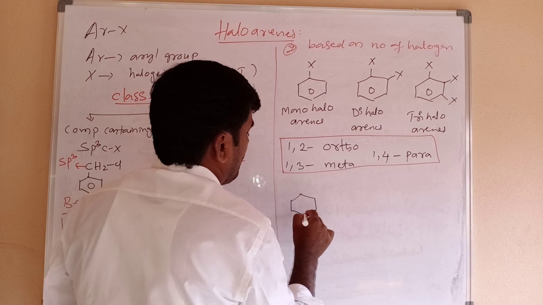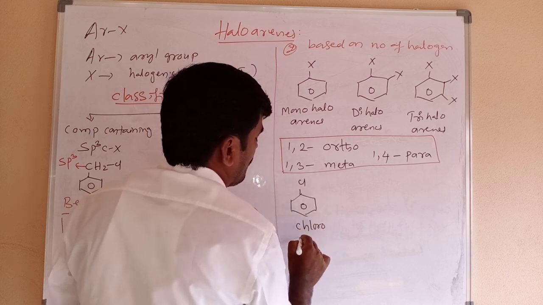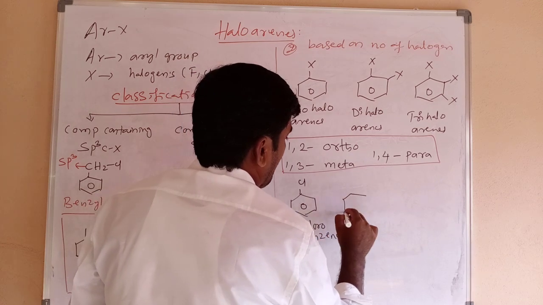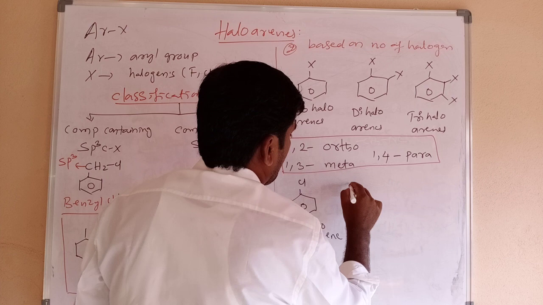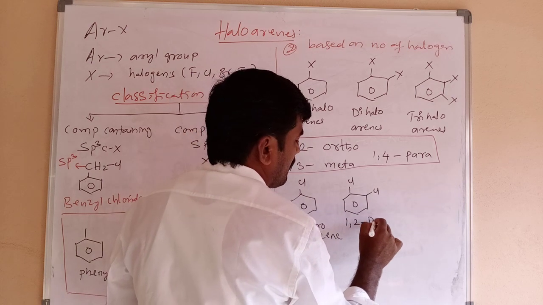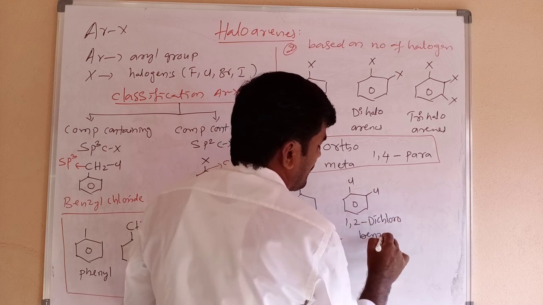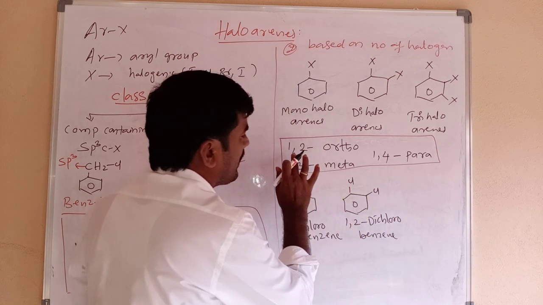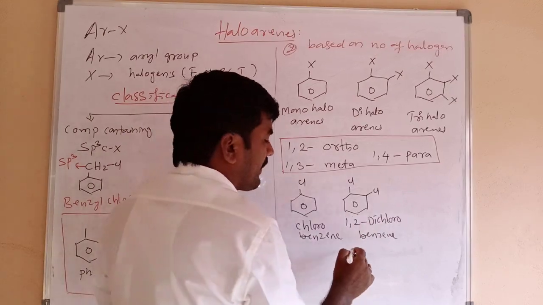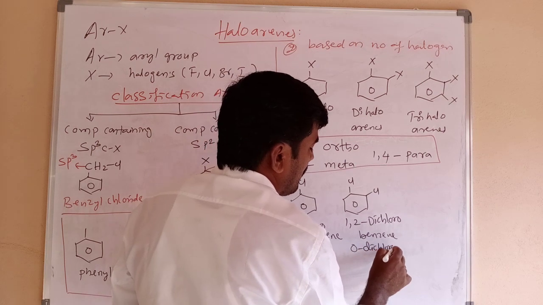Let's take some examples of nomenclature of haloarenes. What about this? Chlorobenzene. Name of this compound: 1, 2 dichlorobenzene. What is the common name of this compound? 1, 2 position means ortho. How many chlorines are there? Two chlorines. So ortho dichlorobenzene.